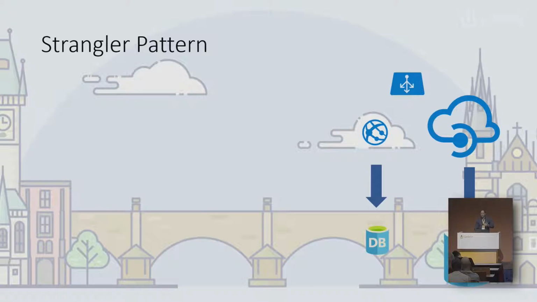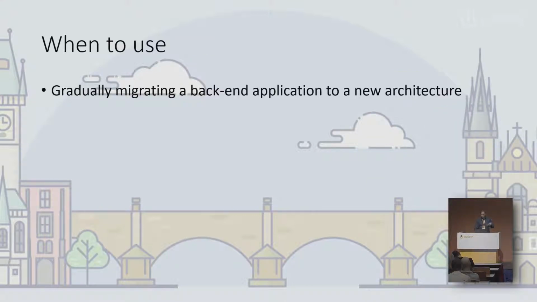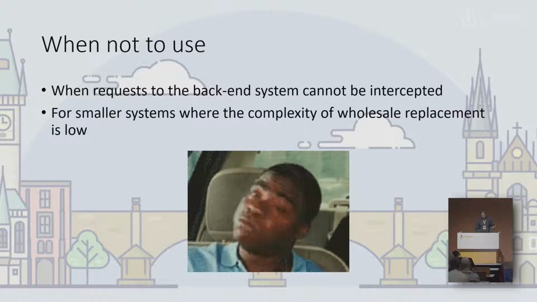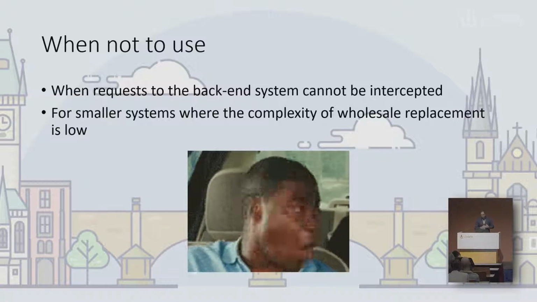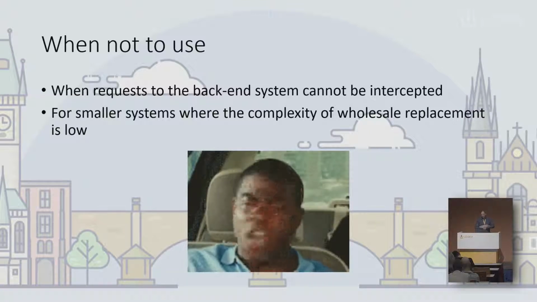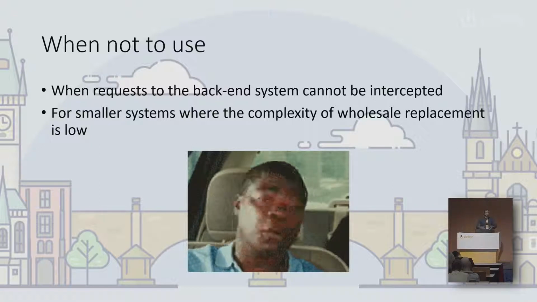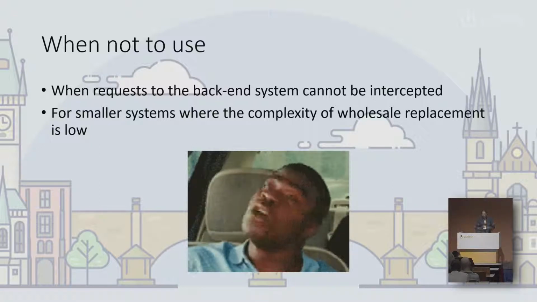Or use different kinds of technologies. So when to use it? When you gradually want to migrate a back-end application to a new architecture. If you're using microservices, your Node.js might be talking to all these other services that you want to use. When not to use it? When the back-end system cannot be intercepted. And for smaller systems where the complexity of the whole replacement is very low, you might as well just replace it with the other application.